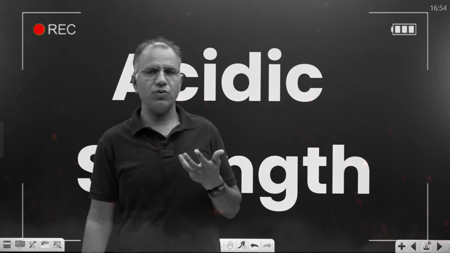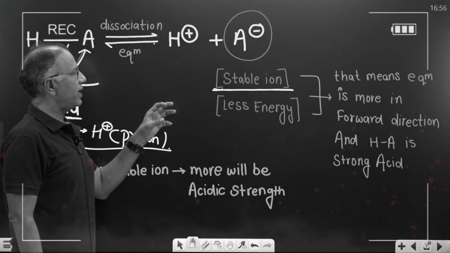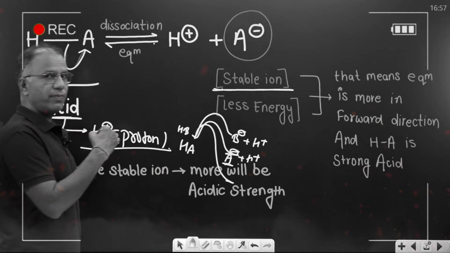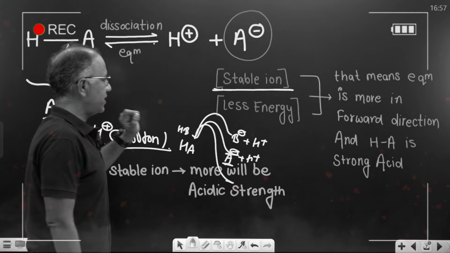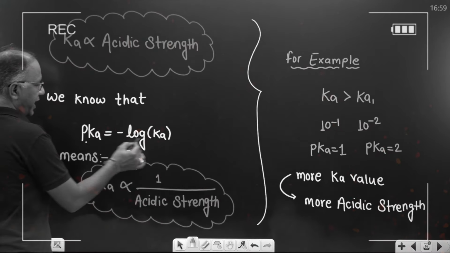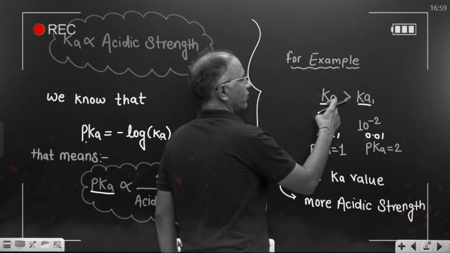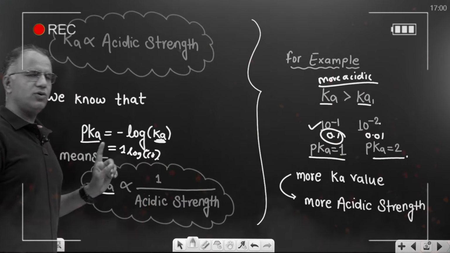In general, if I ask you what is the definition of acid according to RNS, the more the stability of A minus, the more is the acidic strength. Fewer chances of backward reaction. You just remember, more stable A minus means less is the energy of A minus. pKa is negative log of Ka, and the first one has more Ka value. This means pKa is inversely proportional to acidic strength.